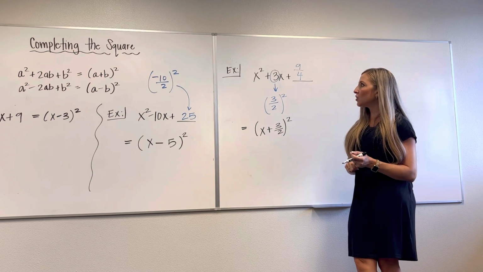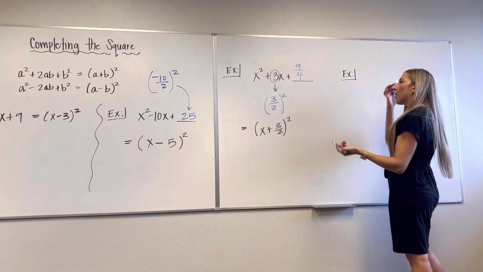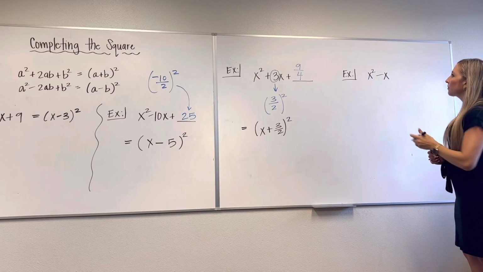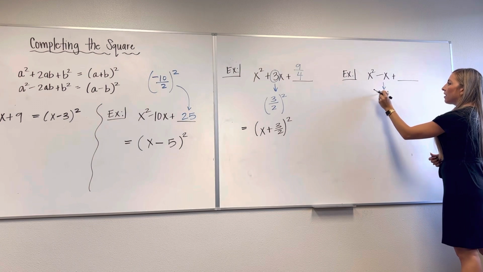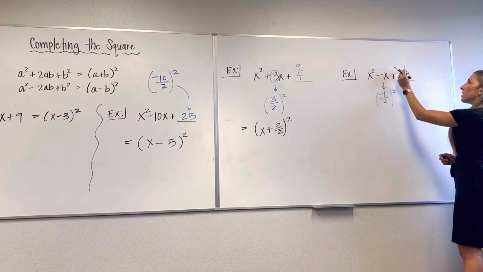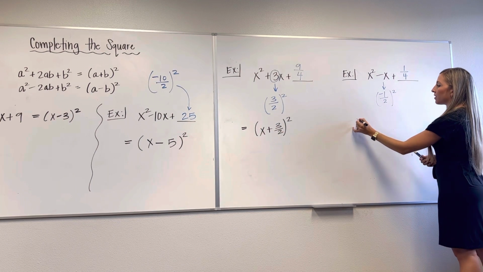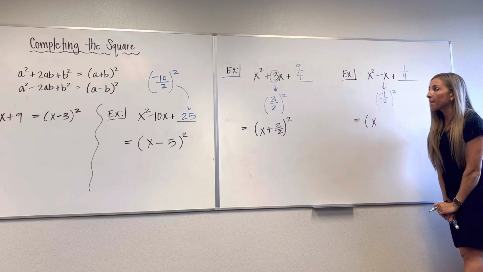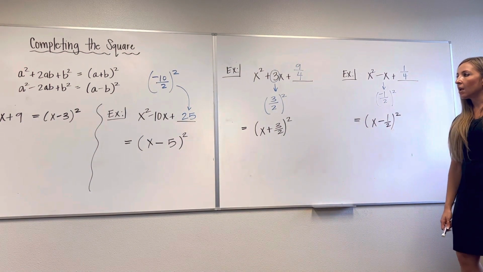All right, let's do one more, and then I'll show you an application that we just did in pre-calc the other day, okay? So say you have x squared minus x plus what? So the coefficient here is just a negative 1. Divide it by 2 and square it, what do we get? Positive 1 over 4. Okay, good. And then now let's factor, so this is going to factor into x. What comes next, plus or minus? Minus 1/2 squared. And we're done, okay?